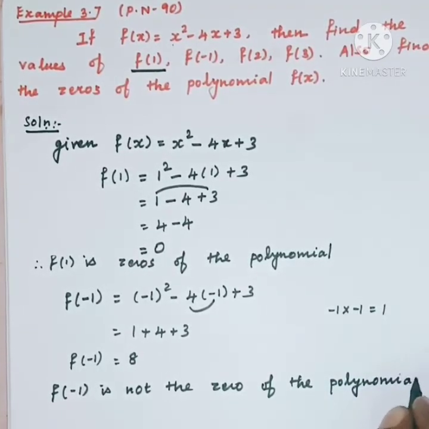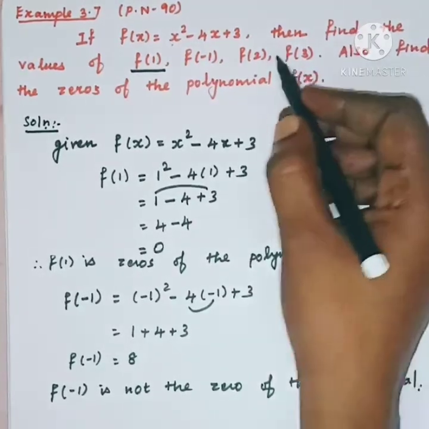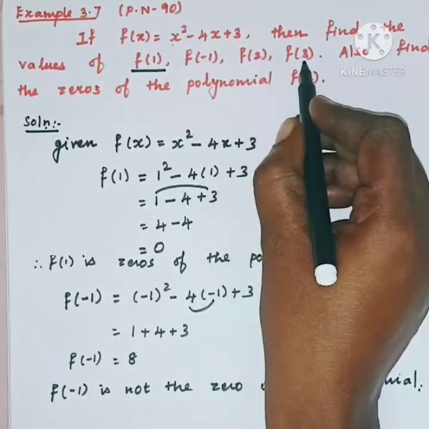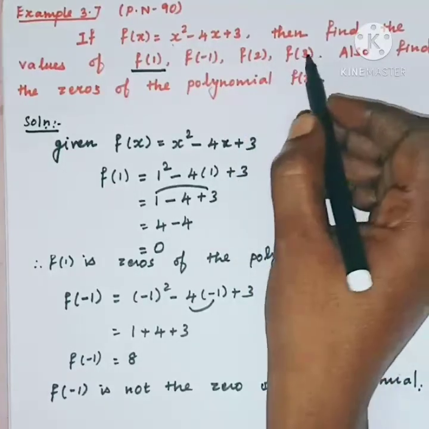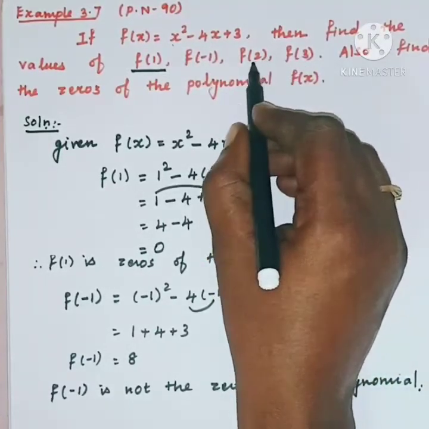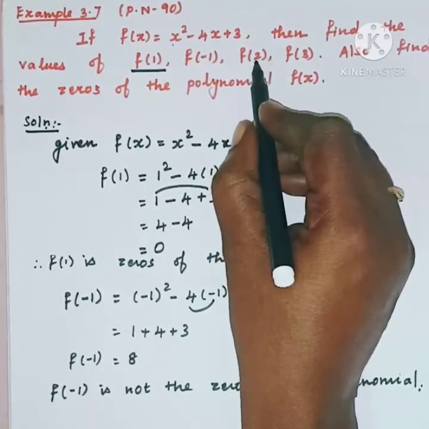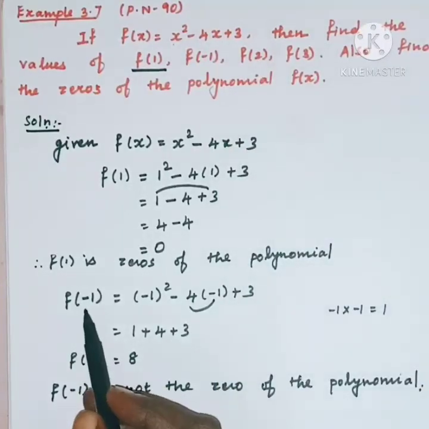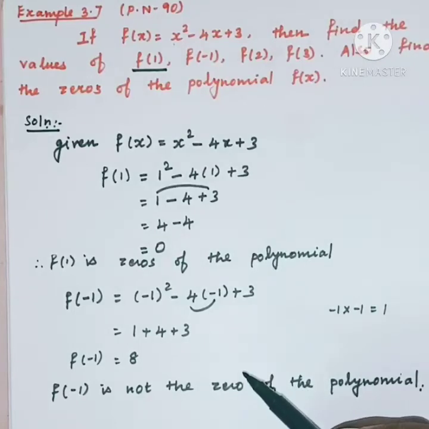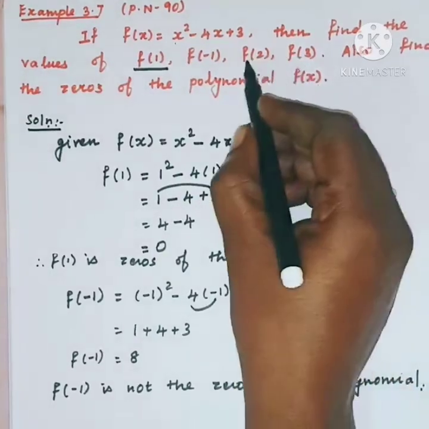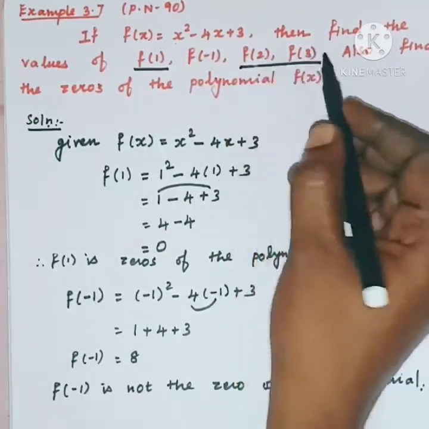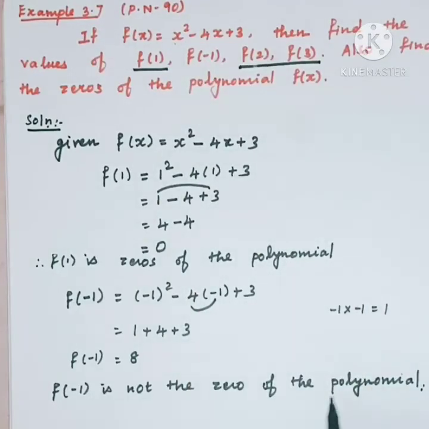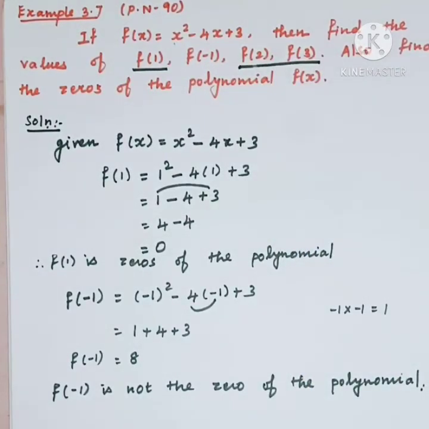Is it clear? The next two are homework for you: f of 2 and f of 3. You have to find whether f of 2 is the zero of the polynomial or not. First you have to find the value of f of 2. Substitute 2 in the place of x in the given polynomial, and then find the value of f of 3. These two are homework, and the first two I have done for you.